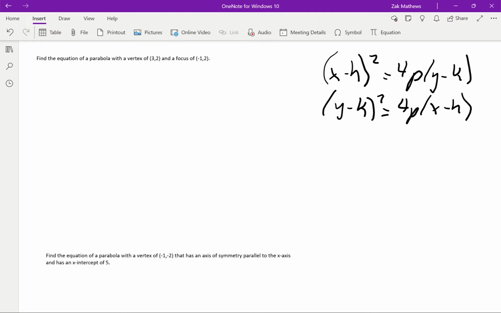Typically, we need two or more pieces of information, depending on exactly what we're given. I've got a few problems written up here. Let's just work our way through them. First, find the equation of a parabola with a vertex of (3, 2) and a focus of (-1, 2).